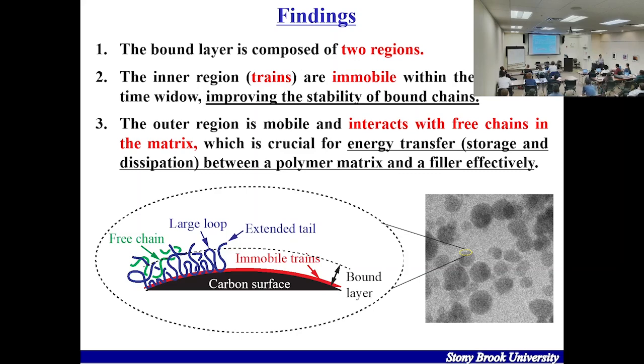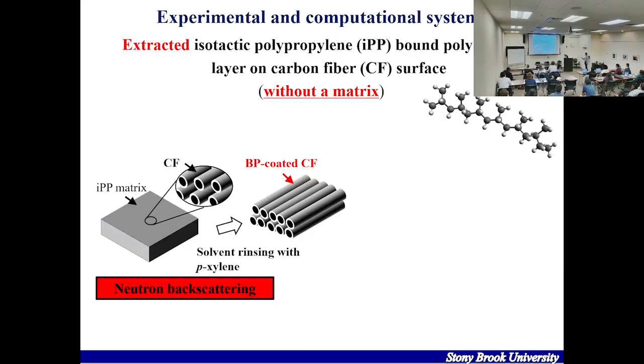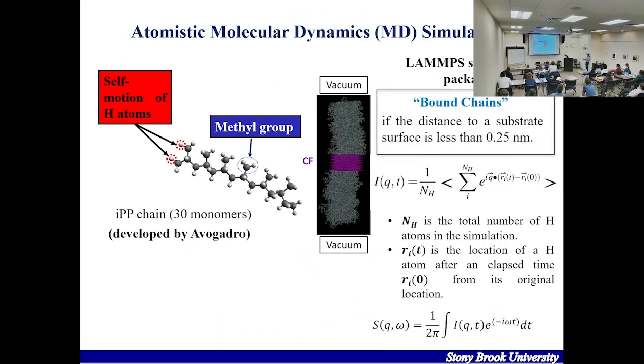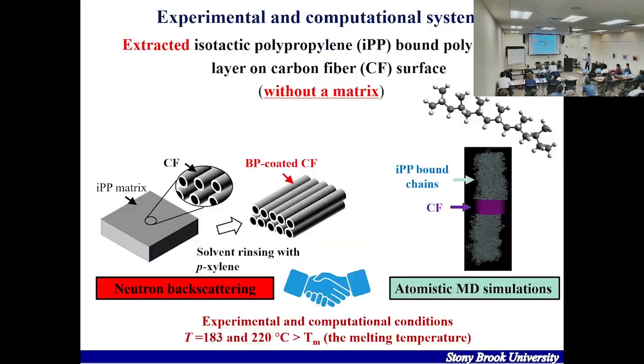Since I don't have much time, unfortunately I have to skip some of it, so I will just go briefly. This is a similar experiment, but instead of using the neutron spin echo, we use backscattering.